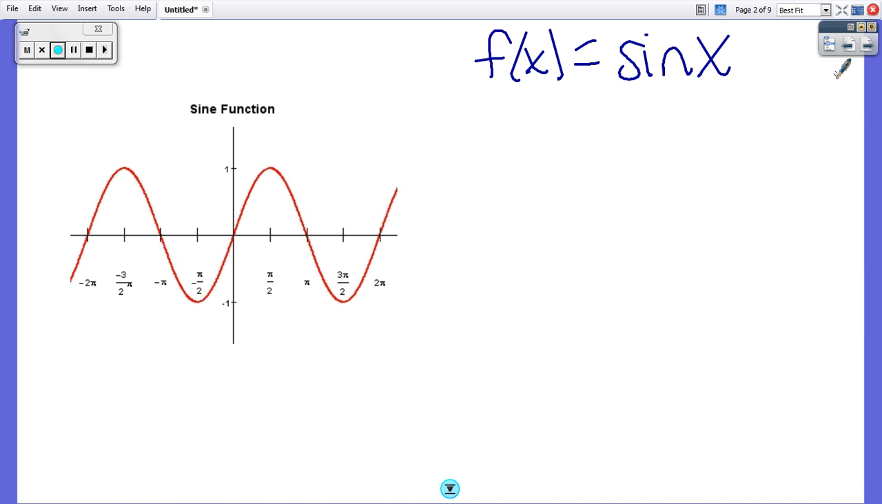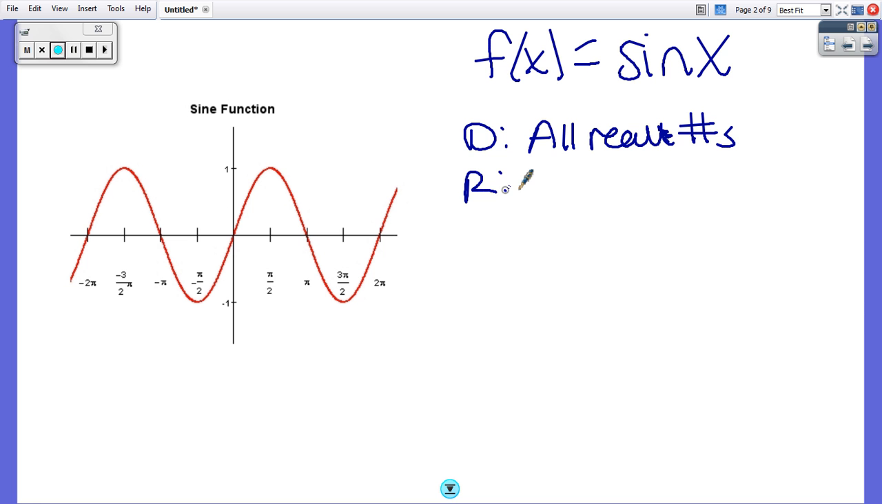There's a few things that you need to remember about sine of x. All of these things that I'm going to tell you are what's really important about the graph of sine. The domain is going to be all real numbers. So that means that I can put any value in for x. Doesn't matter what it is, I can put any value I want in.